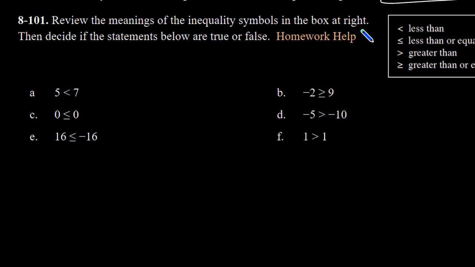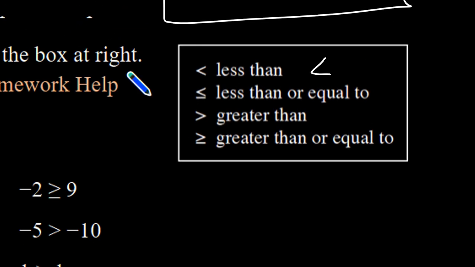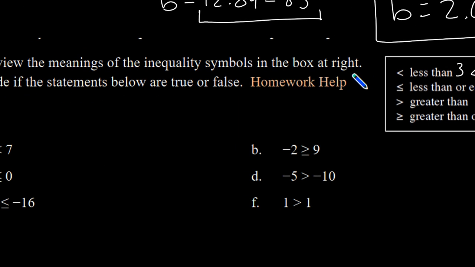And then question 101: review the meanings of inequality symbols in the box at right. So when I see this little symbol, I know that means less than, right? So I could say like 3 is less than 5. Less than or equal to is just this less than with the line underneath it. This is greater than, and this is greater than or equal to. Okay, thank you. I have reviewed that. Check.